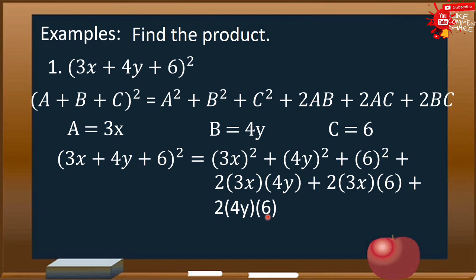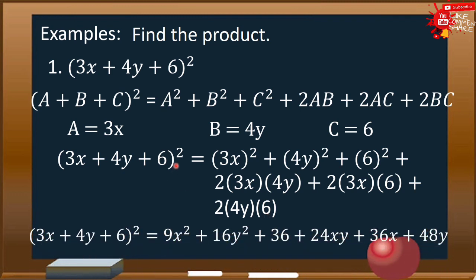Then let us simplify using the laws of exponent. The square of 3x is 3x times 3x, so we have 9x squared. Plus the square of 4y means 4y times 4y, so we have 16y squared. Plus the square of 6, which is 36, plus 2 times 3x. Again, 2 times 3x is 6x, times 4y. 6 times 4 is 24, then x times y, so we have 24xy.